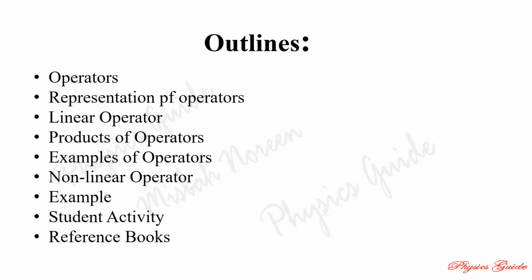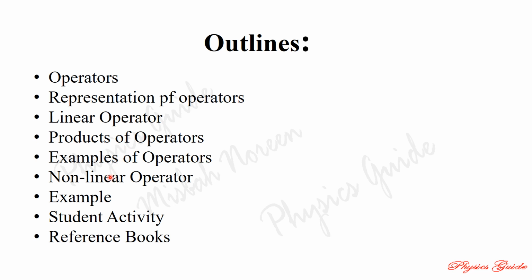In our lecture, firstly we discuss the operators, what an operator is and examples of operators, and then how to represent and write an operator in quantum mechanics. After that, the types of operators. Firstly we discuss the linear operator, the products of operators, examples of operators and examples of linear operators, and the two conditions a linear operator must satisfy.